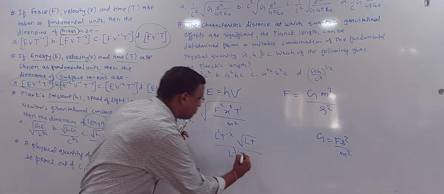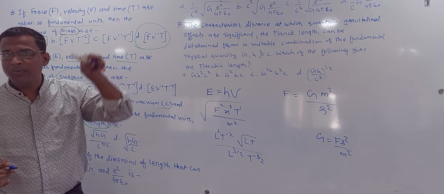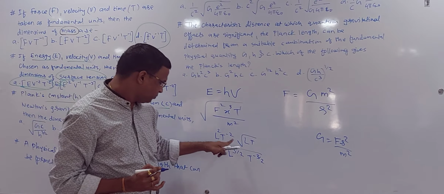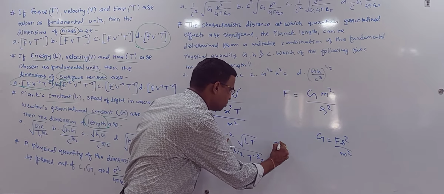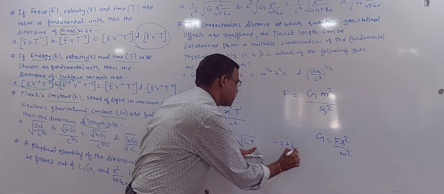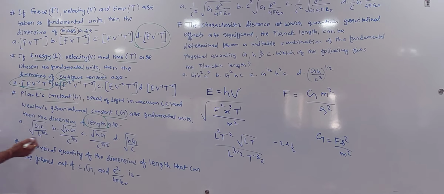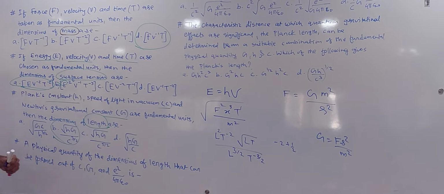So it will be t power minus 3 by 2, because L upon t is your velocity. So t power minus 2. See here minus 2 and this is plus half in the power. Isn't it, minus 3 by 2 and minus 3 by 2 get cancelled. That's it. So this is your answer.